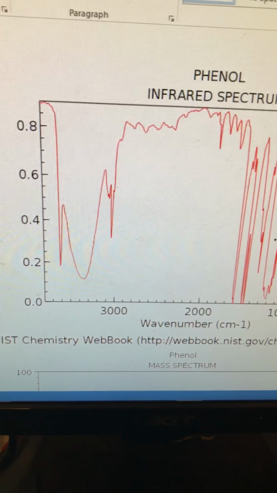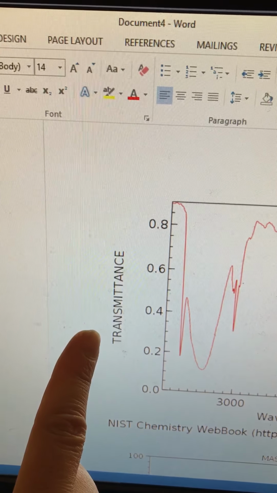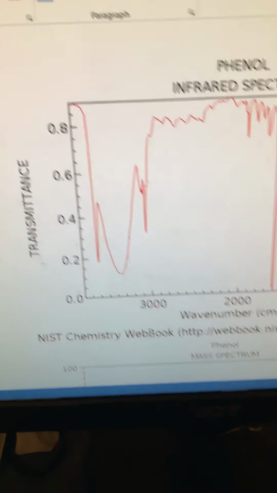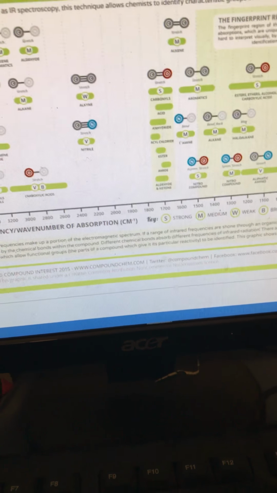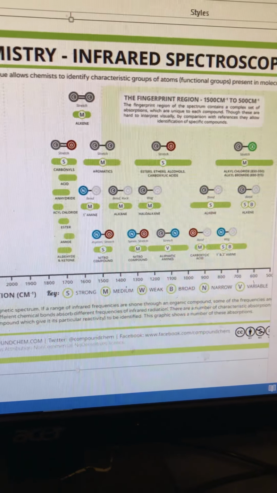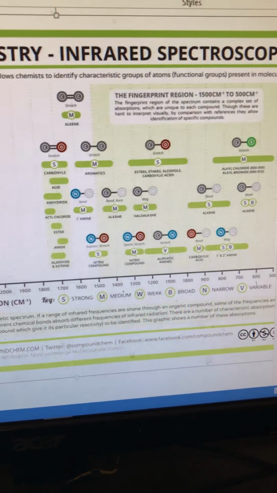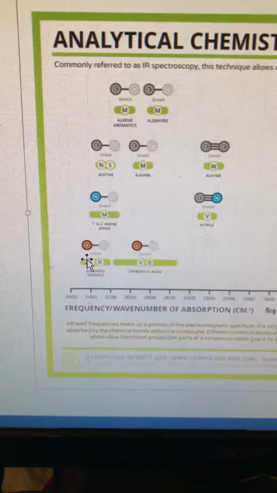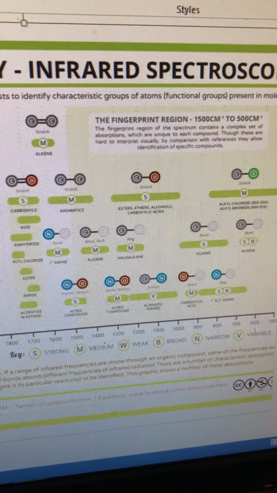On the bottom, you have the frequency, and on the y-axis, you have the transmittance. In IR, you have 5 zones that are of importance. Zone 1 starts at 3700 and goes to 3200. Zone 2 starts at 3200. It goes to 2700 or thereabout.